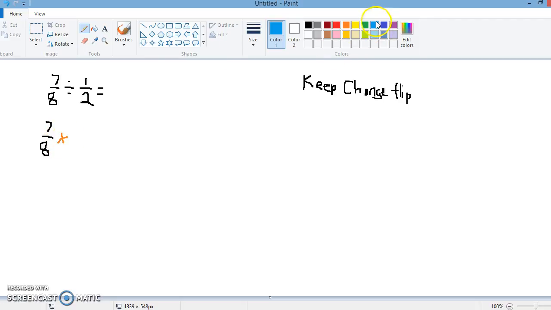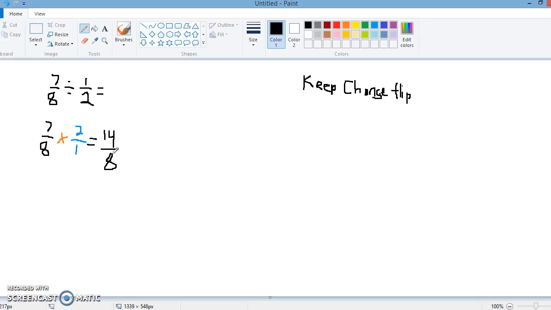Now the next step we have to do is flip. So we have keep, change, and we're going to flip 1/2 so that the fraction reads 2/1. And there we have it. We have keep, change, flip. Now we can solve the equation. So we simply multiply 7 times 2 is 14, 8 times 1 is 8. So there we go. We have 7/8 divided by 2/1, or excuse me, 7/8 multiplied by 2/1.